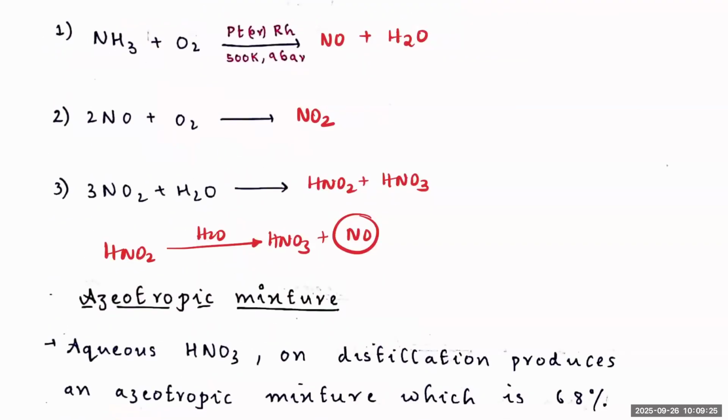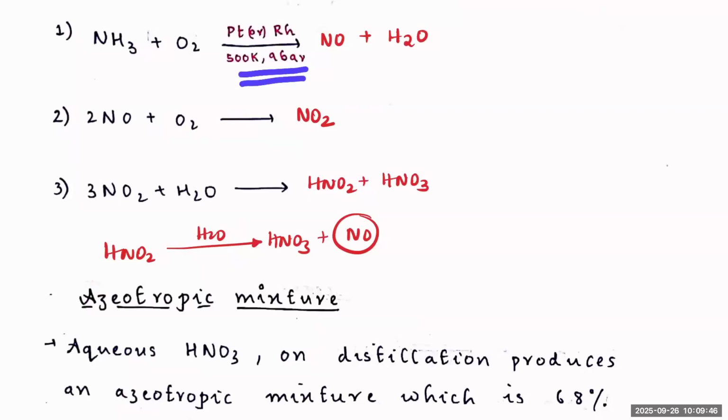Next, the second type of process is Ostwald's process. Here we take ammonia, beta, instead of nitrogen gas. Ammonia, we let it oxidize in the presence of O2. But for that, we take platinum gauze or rhodium at around 500 kelvins and 9 bar pressure, got it?